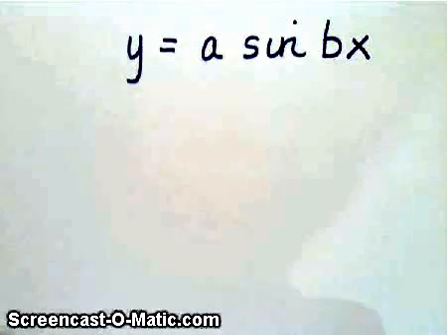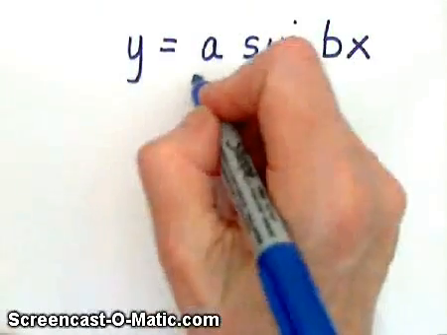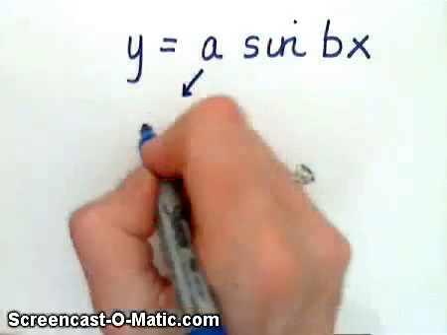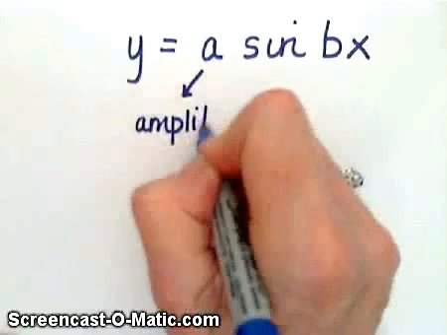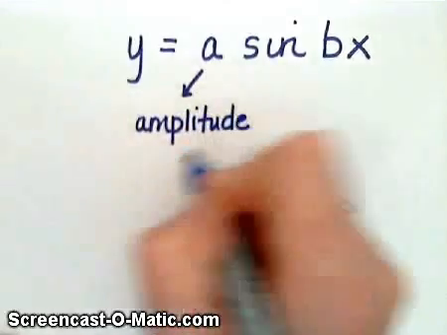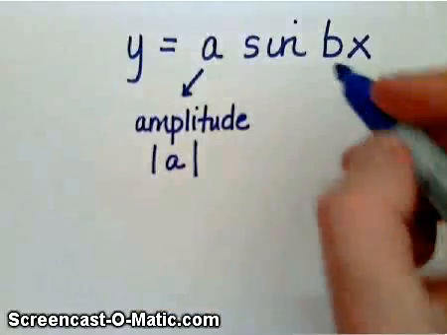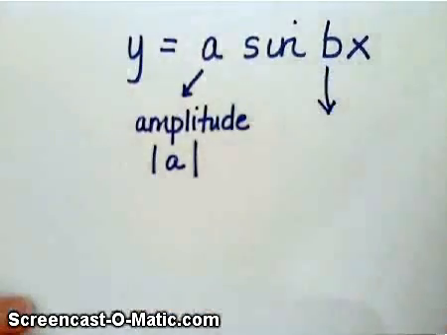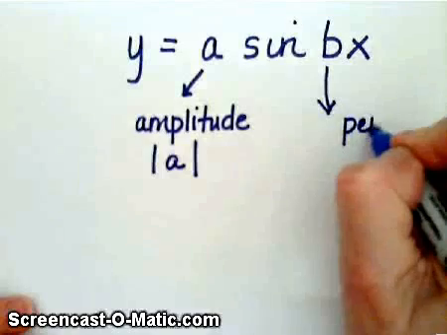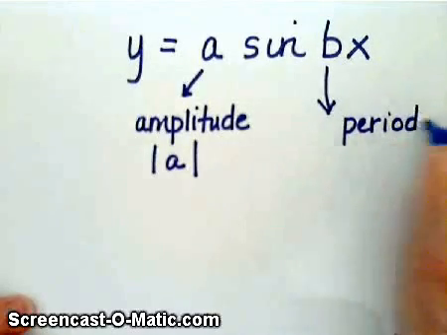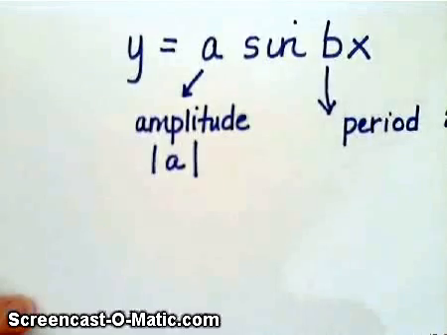Now, this is the first of two tapes that are going to be concerning this topic. Let's dissect this formula right here. A will give us what is called the amplitude, which is another word for height. And amplitude is defined as the absolute value of A. The normal period of this function is 2 pi, so the period of any sine function will be defined as 2 pi divided by b.